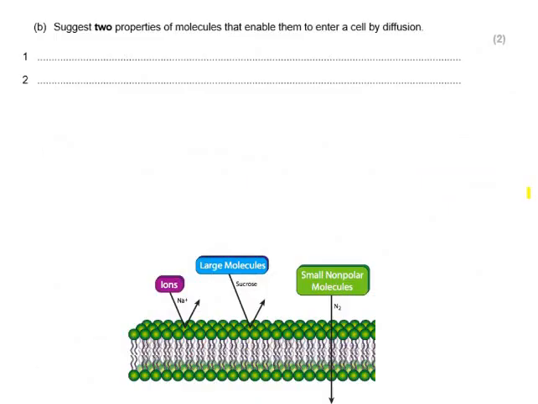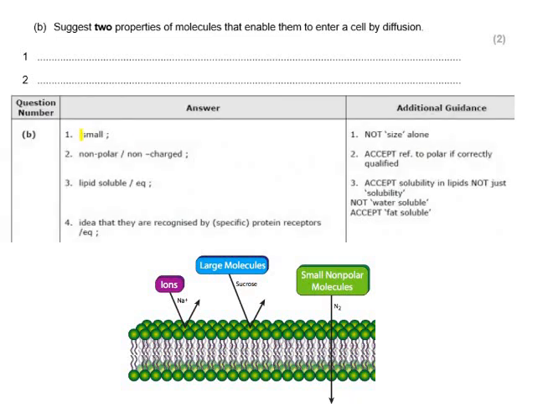The second part of that question was: suggest 2 properties of molecules that enable them to enter cells by diffusion. So simple diffusion, without the use of proteins, and that's of course if something is small. If you said size alone, that does not give you the mark, because I'm not sure whether you're referring to large or small molecules. Molecules that are non-polar or not charged, lipid soluble, so can dissolve in lipids, and the idea that they are recognized by specific protein receptors. The ones that were most common were the first two, small and not charged.